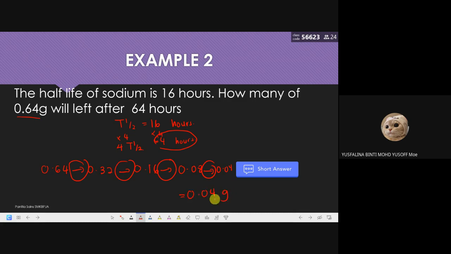Okay, because someone just asked me after the class last week, so I hope you can understand. You have to find how many half-lives there are for 64 hours. So if there are 4 half-lives, you have to divide by 2 four times. After that, that is the mass that will be left after 64 hours. So after the 64 hours we are left with only 0.04 gram.